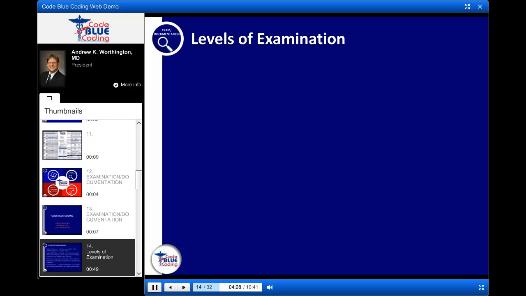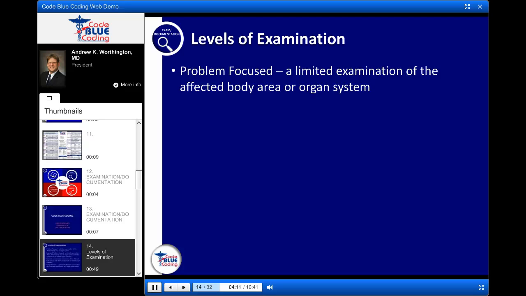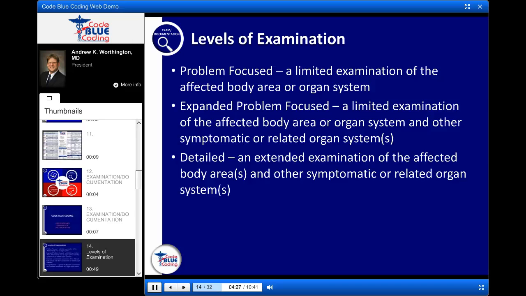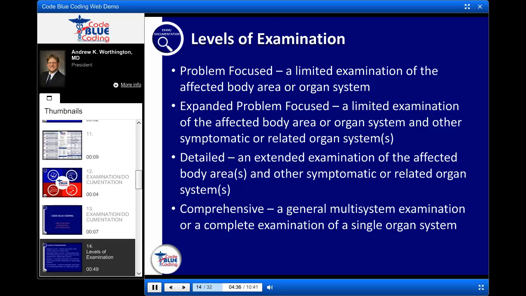Those levels were: problem-focused, a limited examination of the affected body area or organ system; expanded problem-focused, a limited examination of the affected body area or organ system and other symptomatic or related organ systems; detailed, an extended examination of the affected body area or areas and other symptomatic or related organ system or systems; comprehensive, a general multi-system examination or complete examination of a single organ system.